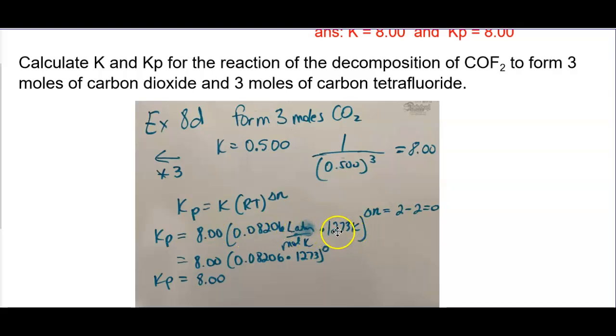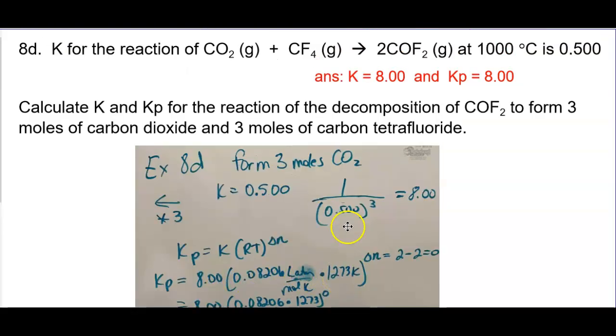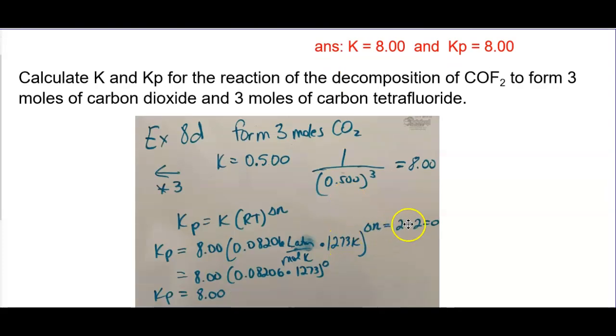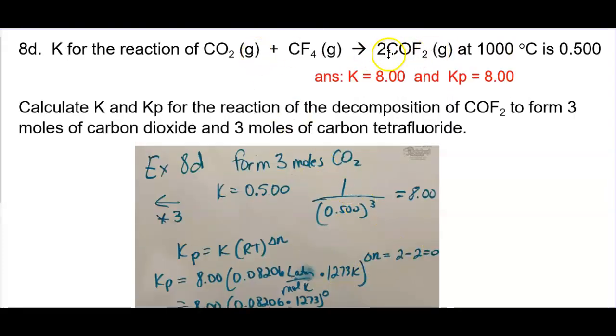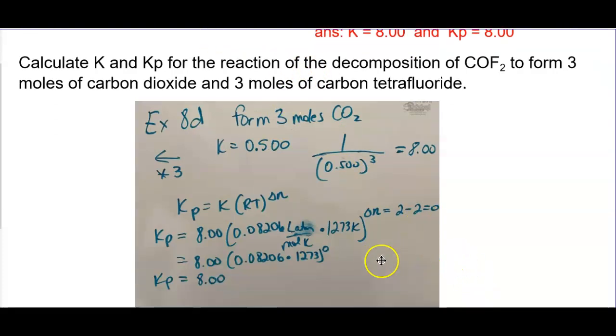I converted my 1,000 degrees Celsius into Kelvin. I'm going to do my delta N. If you notice, you have 2, remember you have to reverse this. I didn't write this down, but you'll have to reverse this. So you would have, because you reverse it, these will become your products, but there's 2 of them, and then 2 on the other side. So 2 minus 2 is 0. And you get an 8 when you do that math. Again, check your calculator, make sure that makes sense.